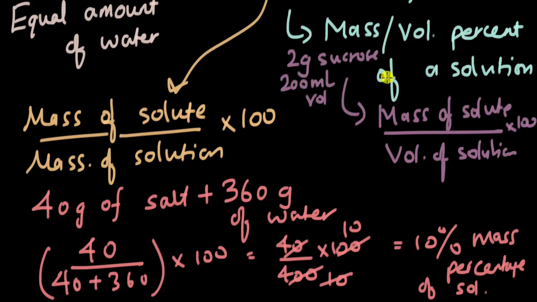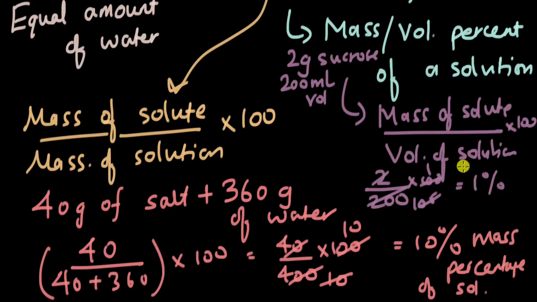So if we want to represent the concentration in mass by volume percent of a solution, we can write this: mass of solute is 2 divided by 200 into 100. This goes by 100 and this goes by 1. So this is 1% mass by volume percent of the sucrose solution.